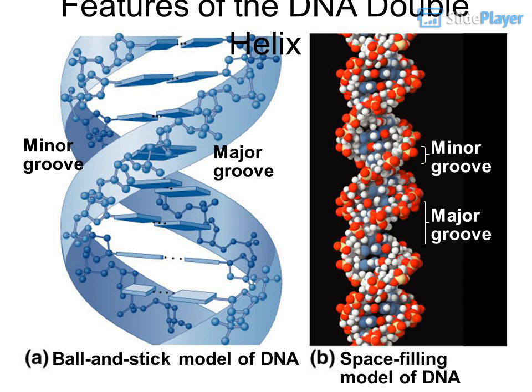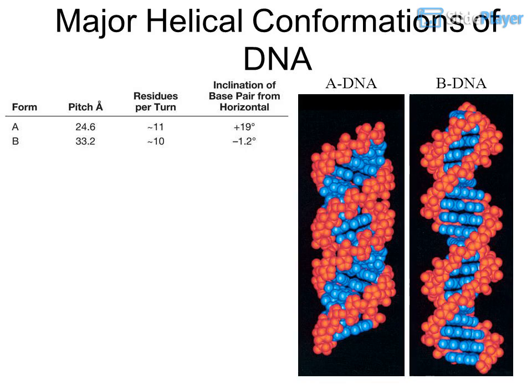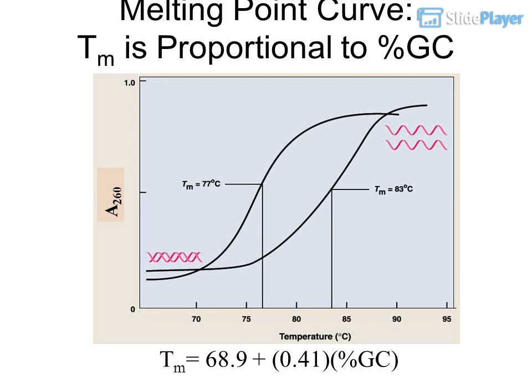Ball and stick model of DNA. Space filling model of DNA. Major helical conformations of DNA: A DNA, B DNA. Melting point curve, Tm is proportional to %GC.